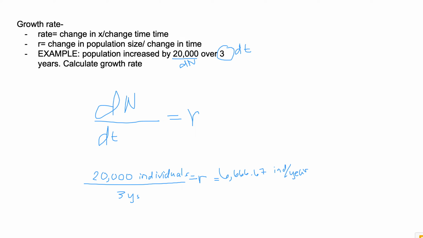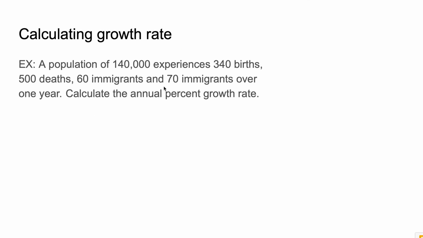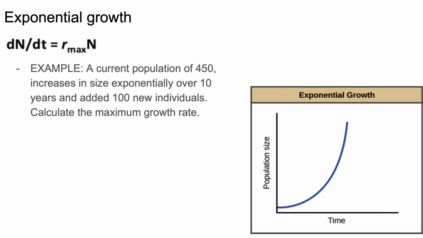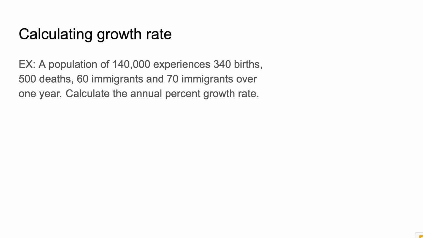Okay, awesome. Let's clear that and go to the next. So I can tell you how the population changed. We increased our population by 20,000, or I can tell you that we had this amount of change, calculate the growth rate. So here we have a population of 40,000 that experiences 340 births.